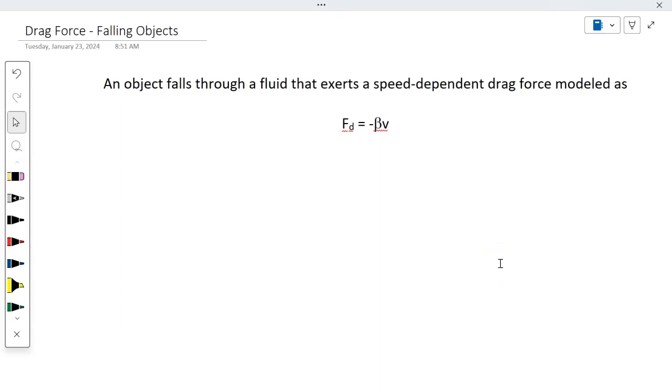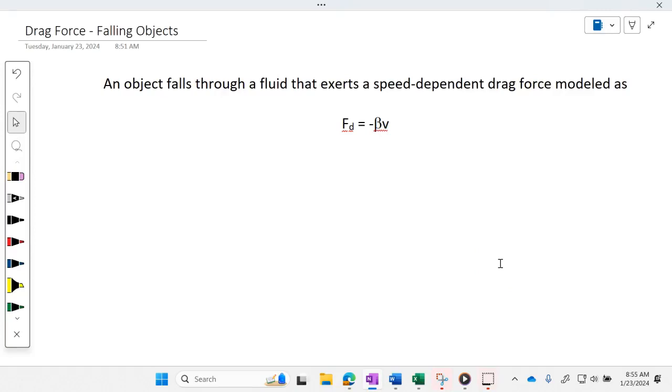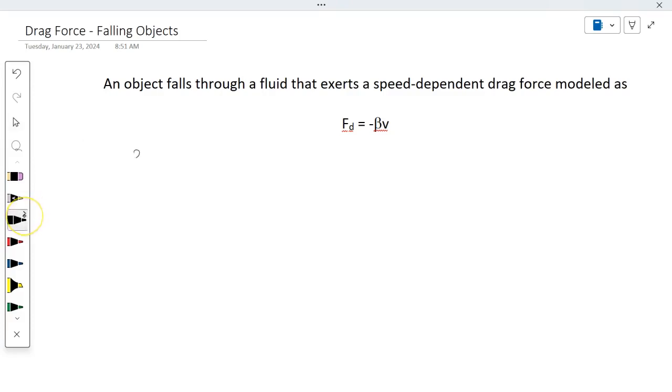Hello, students. Let's talk about another drag force example, but now we're going to talk about a falling object. Our approach will be similar to a previous example when we talked only about the horizontal motion of an object. In that situation, all we have to deal with is that, let's say this object is moving this way. Well, there's a drag force exerted that way, and that drag force is the net force on this object in the horizontal direction.